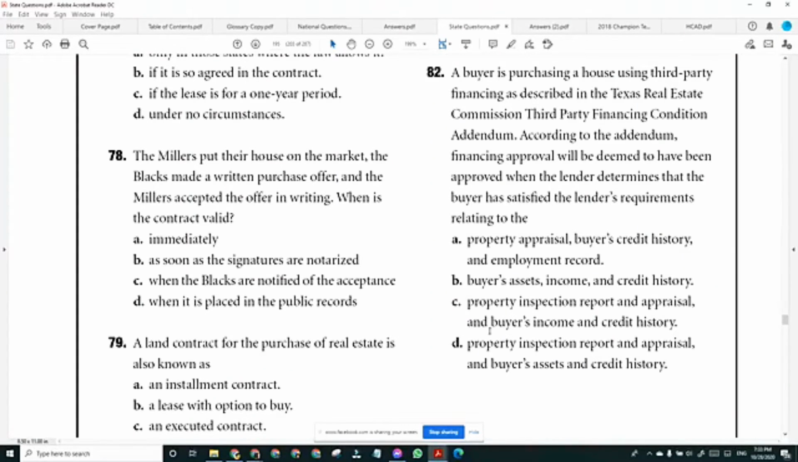Sorry, on my keyboard. Okay, so here, 82 was buyer's assets, right? Do you all understand that one, 82B?